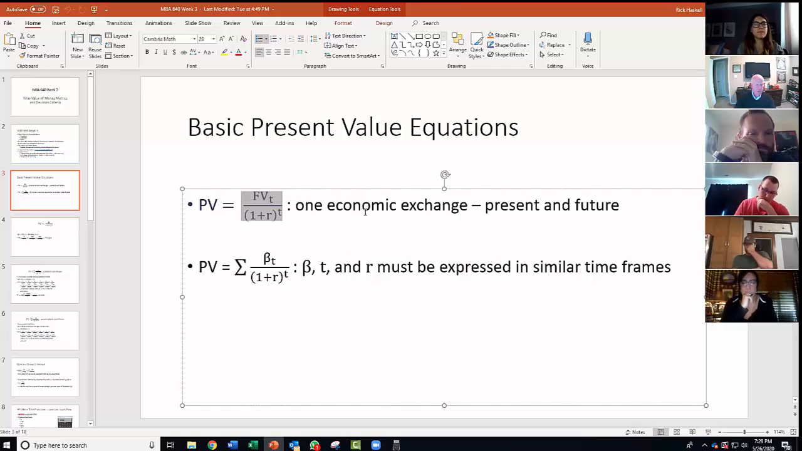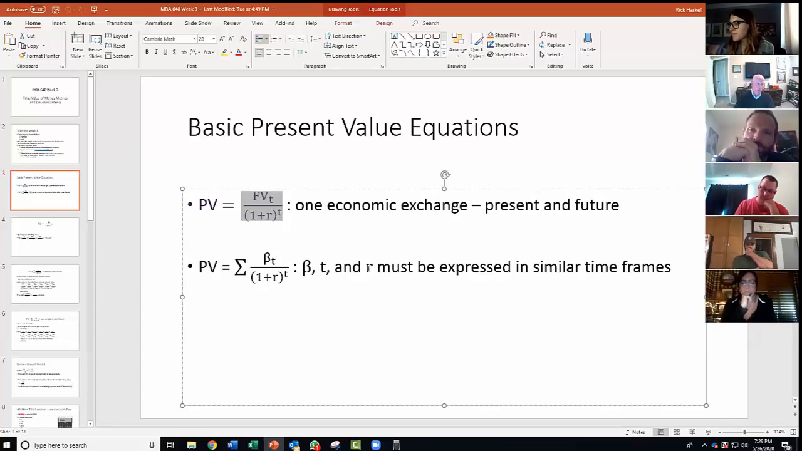So this is one economic exchange. We can use a summation term here where we have multiple exchanges in which B stands for some benefit, T stands for time, and R stands for a discount rate. And just as we talked about a little while ago, a discount rate is just some rate that we use to quantify present value exchanges. It might be WACC if we're looking at something from the standpoint of the company. It might be an interest rate if we're looking at it from the standpoint of somebody that borrowed money in order to make an investment.